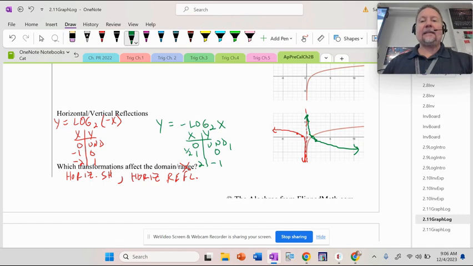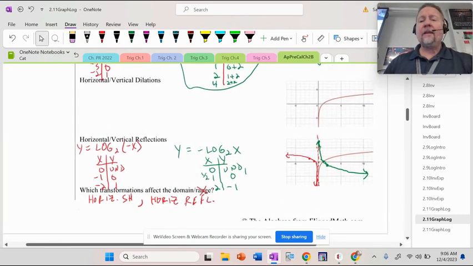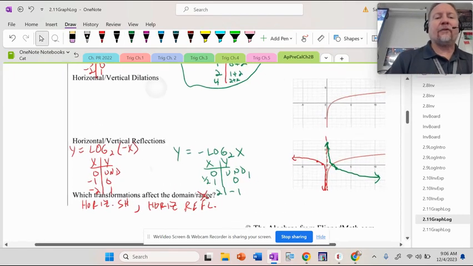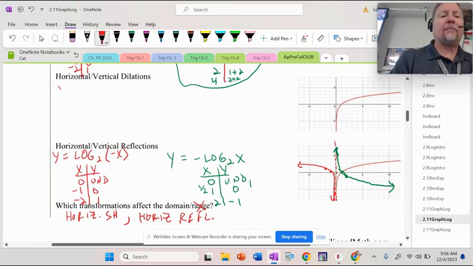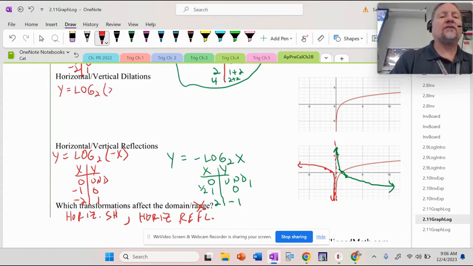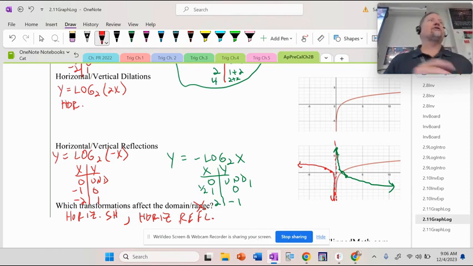And then horizontal and vertical dilations don't happen too much, but we'll go ahead and write what this is. This would be log base 2 of 2x. This would be a horizontal, what is it? A horizontal stretch or shrink. You guys remember? Horizontal stretch or shrink. You get to pick one. 3, 2, 1, go. It's actually a shrink. Why? It's an inverse relationship.